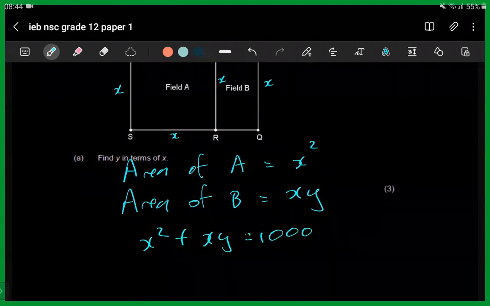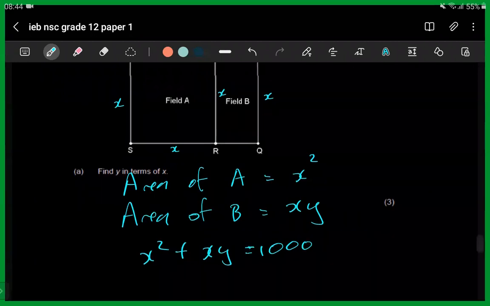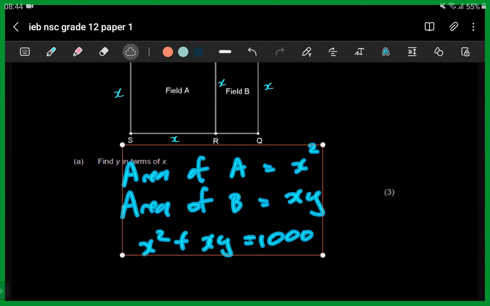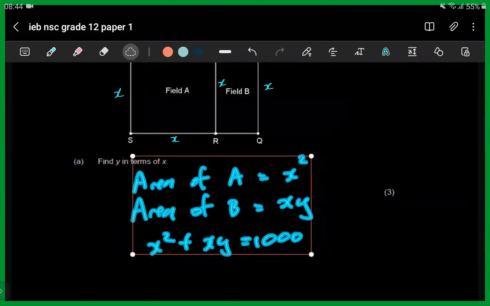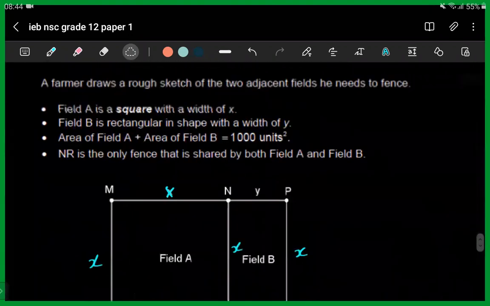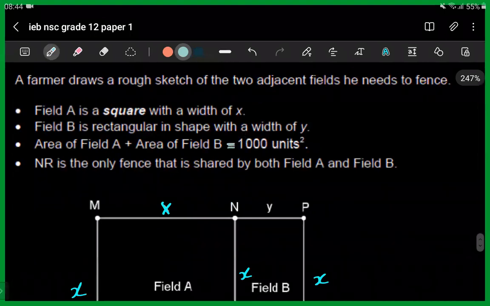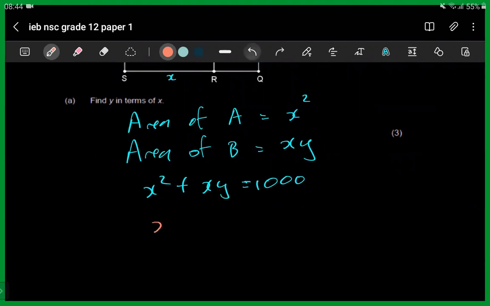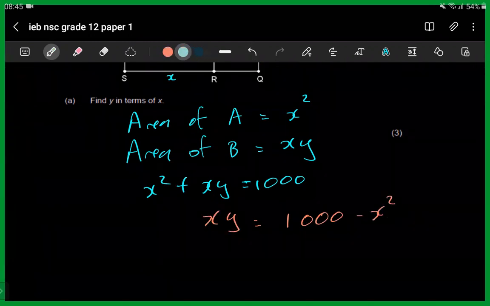The reason why I say this was a straightforward question is because anytime they want you to write down something in terms of another variable, it means you need an equation. Now, your own description has given you an equation here. So you use that equation to get a value of y in terms of x. What can you do here? You can take the x squared to the other side, it becomes a negative x squared. Divide both sides by x afterwards.